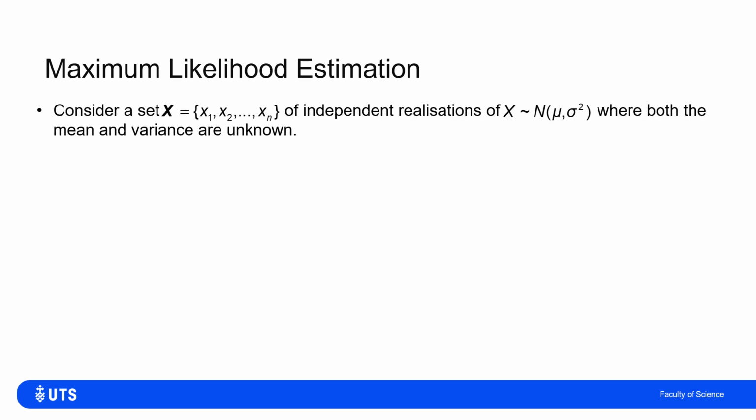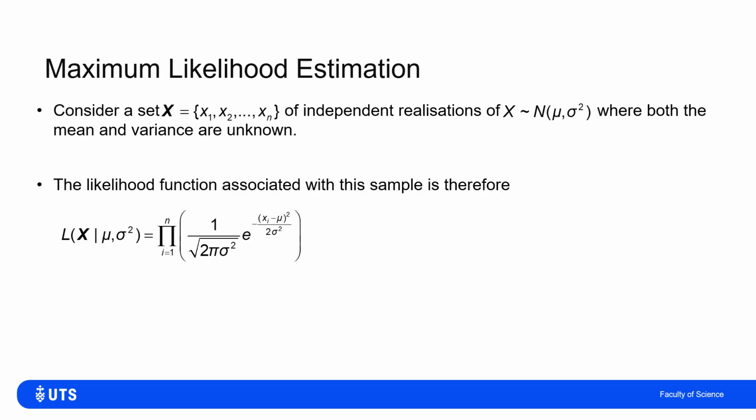So now if I've got a harder case, if I think of a normal distribution with two parameters mu and sigma squared, and let's say I know neither mu nor sigma squared. Still, I can write down the likelihood function, and that's just writing down the product of all of these normal densities evaluated at each xi which I observe.